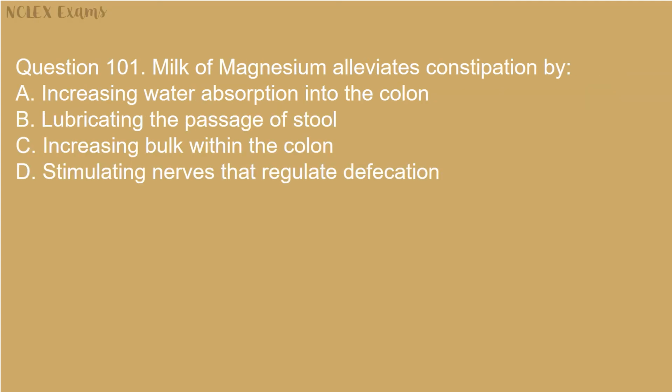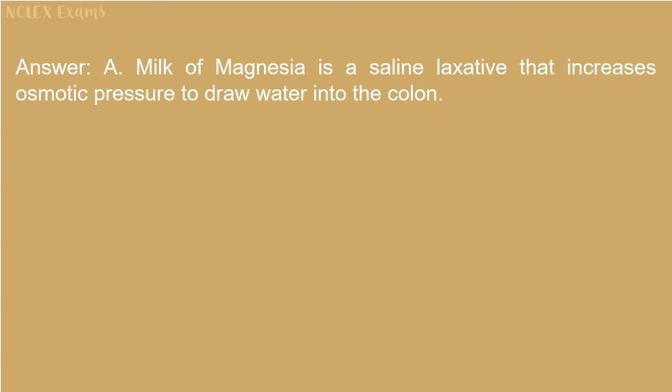Question 101. Milk of magnesia alleviates constipation by: A. Increasing water absorption into the colon. B. Lubricating the passage of stool. C. Increasing bulk within the colon. D. Stimulating nerves that regulate defecation. Answer A. Milk of magnesia is a saline laxative that increases osmotic pressure to draw water into the colon.